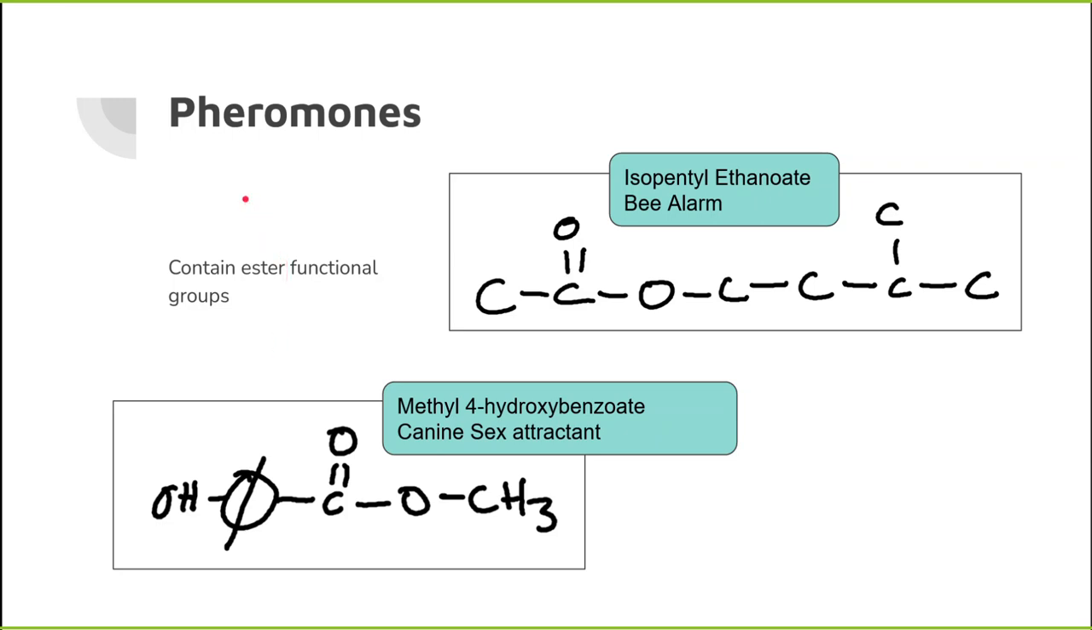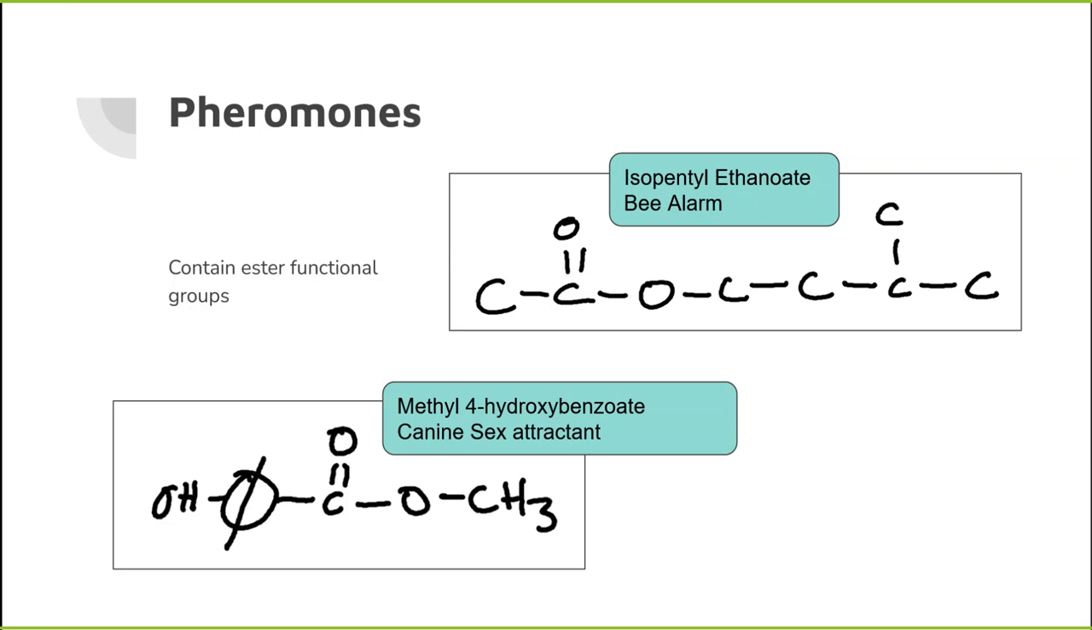Esters also exist in pheromones. Pheromones quite often have ester functional groups. So here we have isopentyl ethanoate. So you've got this isopentyl right here, and then ethanoate. This is the active ingredient in a pheromone that bees release when they want to signal alarm to the whole hive.